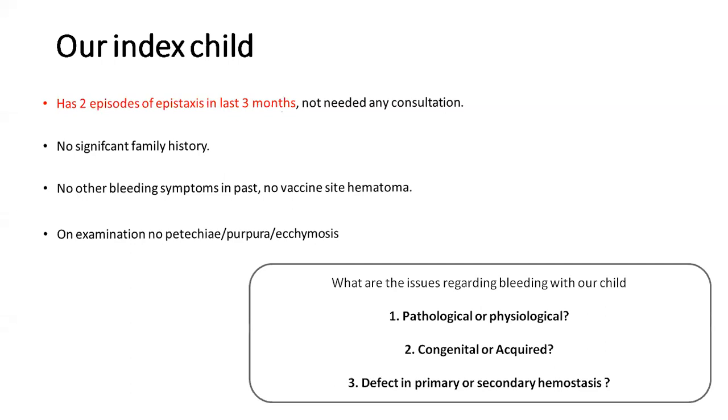So what are the main questions in this child? We already discussed this. Can anyone summarize? First question: our child is having a pathological bleed. Second question: most likely congenital. Third question: secondary hemostasis? Secondary hemostasis.